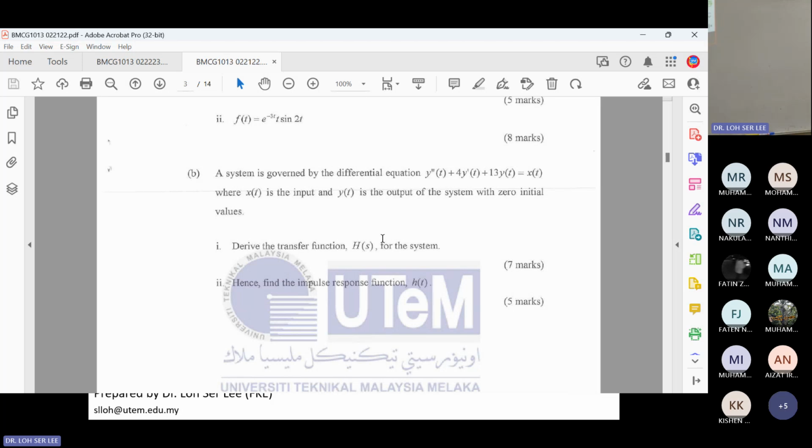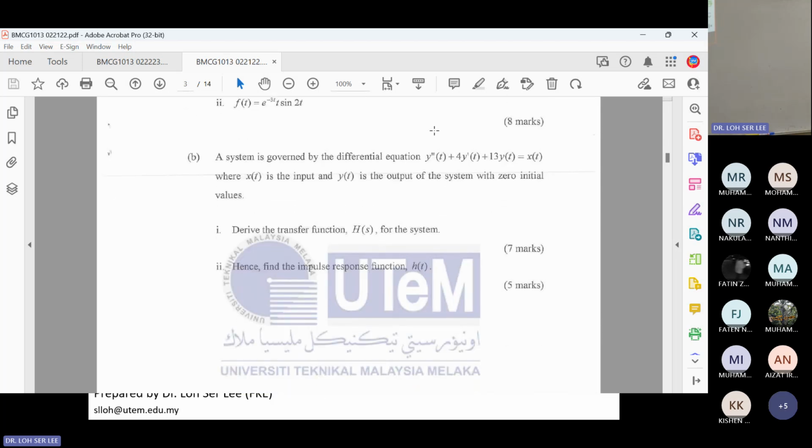Last 2 years, this one. You are given this, and we want to find the transfer function. I think all of you know how to get the transfer function, just like what you have done just now. Then find the impulse response function, the inverse Laplace. Simple, right?